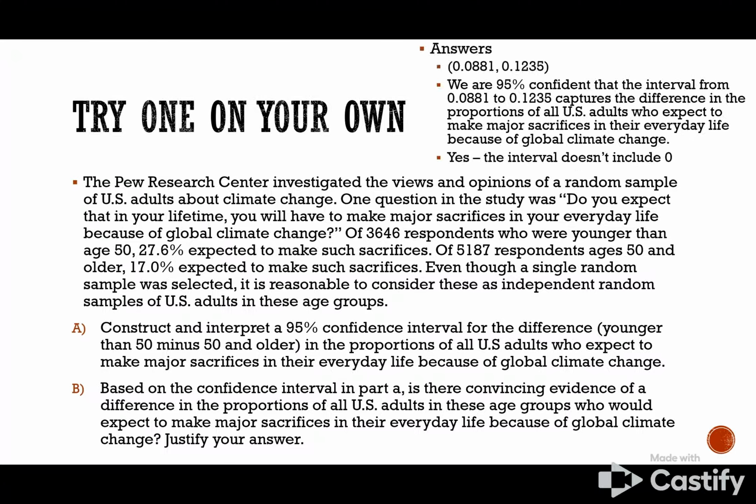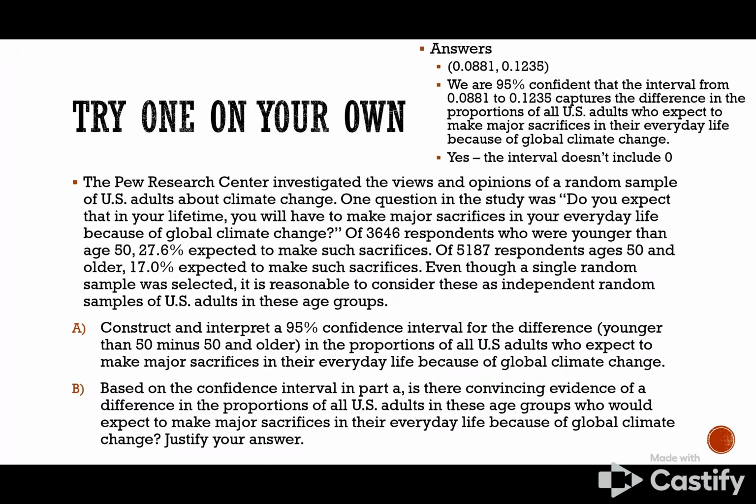Answers, our confidence interval is 0.0881 to 0.1235. Interpretation of that interval is we are 95% confident that the interval from 0.0881 to 0.1235 captures the difference in proportions of all U.S. adults who expect to make major sacrifices in their everyday life because of global climate change.